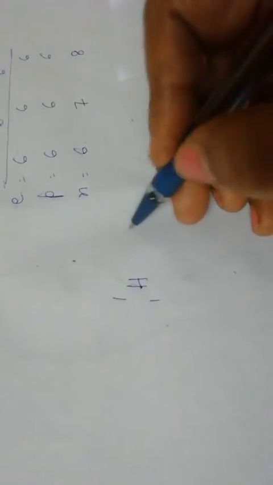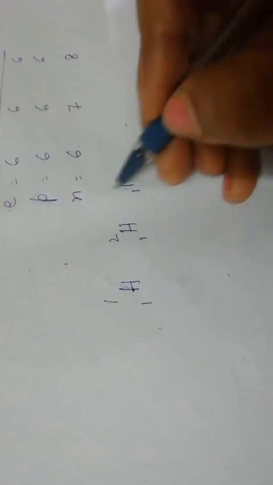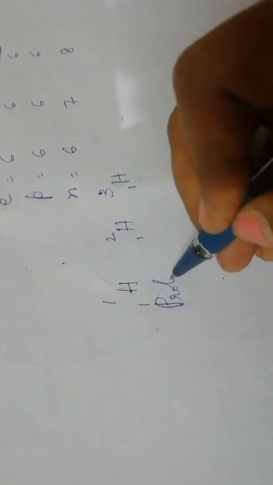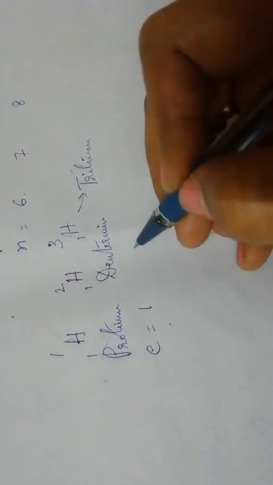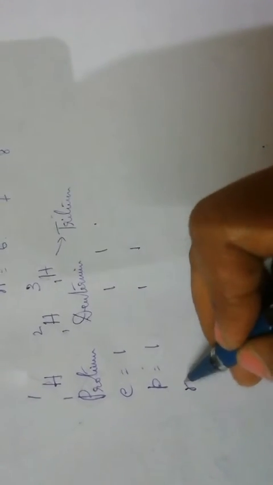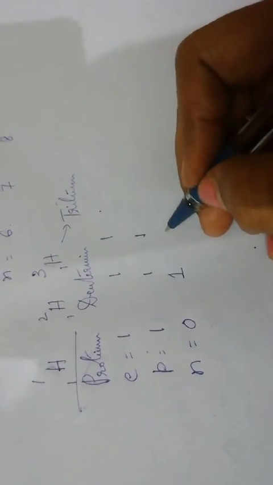Similarly, hydrogen also exists as 3 isotopes, H-1-1, H-1-2 and H-1-3. This is called protium, this is called deuterium, and this is called tritium. Here electrons 1, 1, 1 in all the three cases. Protons 1, 1, 1. It has to be because they are the atoms of the same element. Neutrons, here it is 0. No neutrons in protium. In deuterium it has 1 neutron, and tritium has 2 neutrons. So these three are called isotopes of hydrogen.